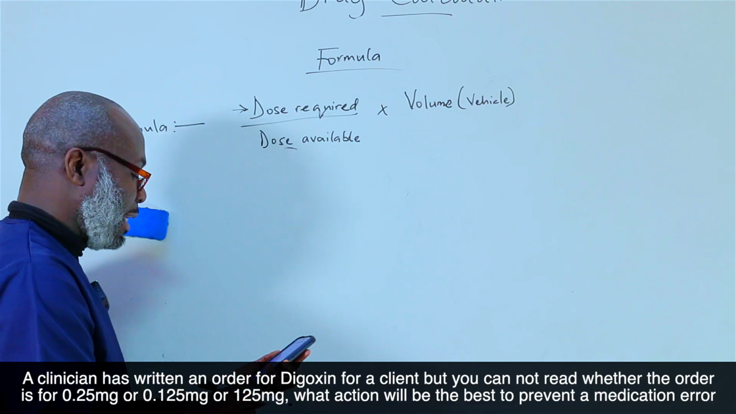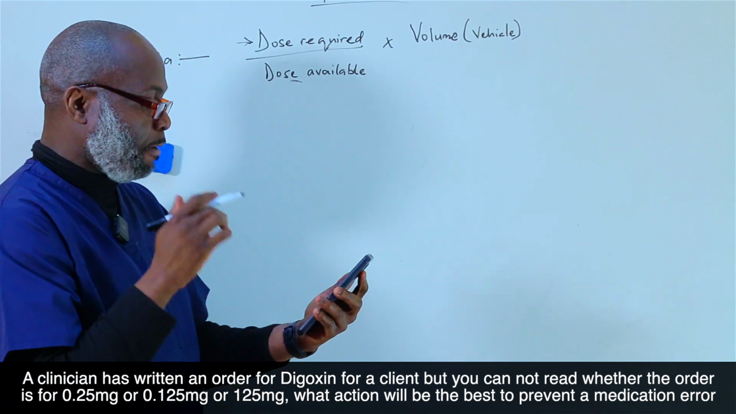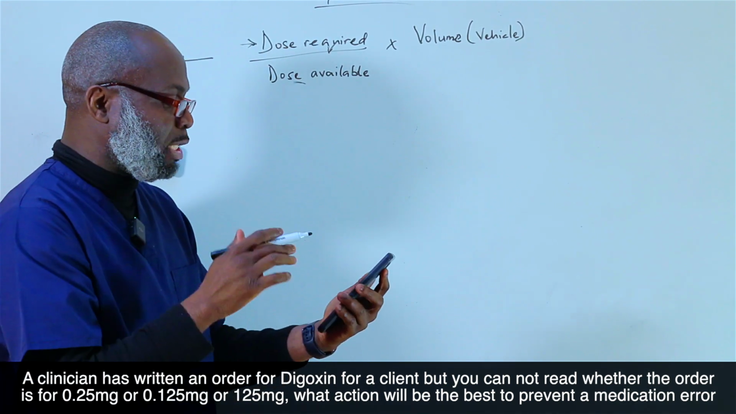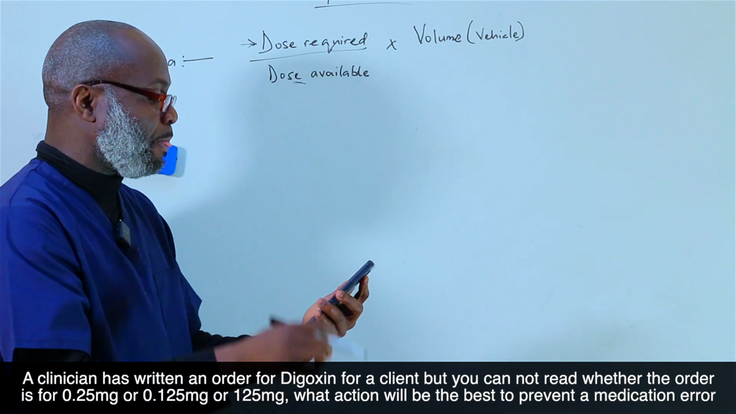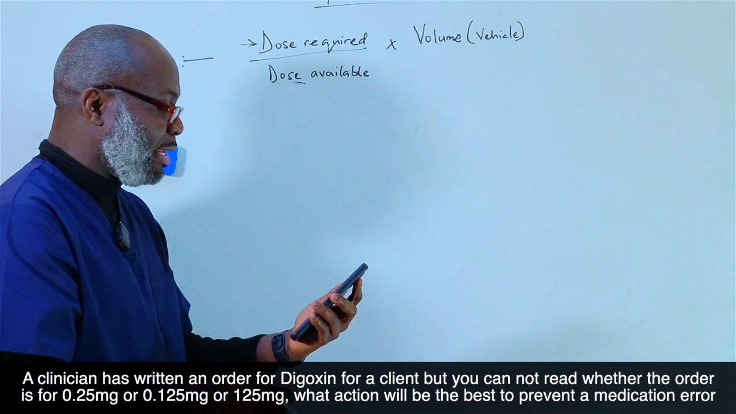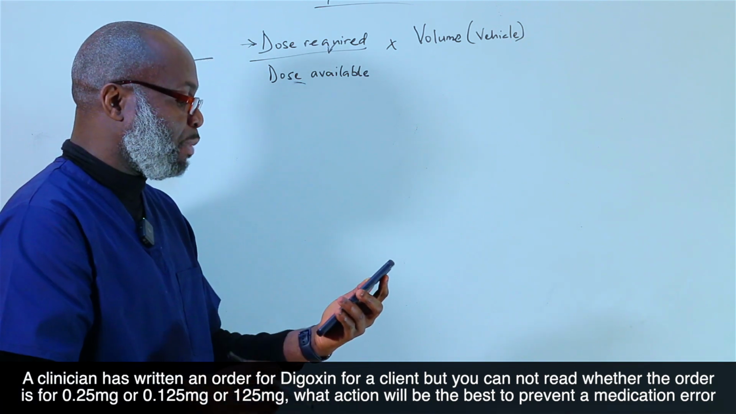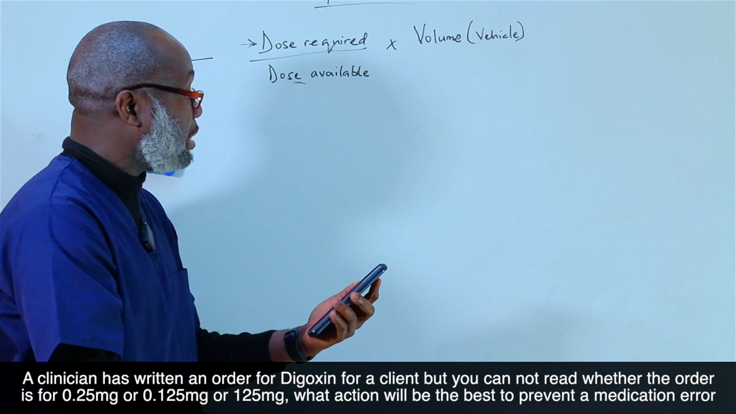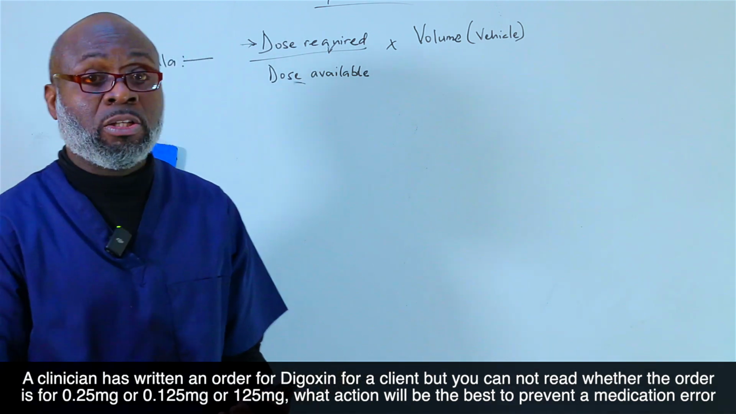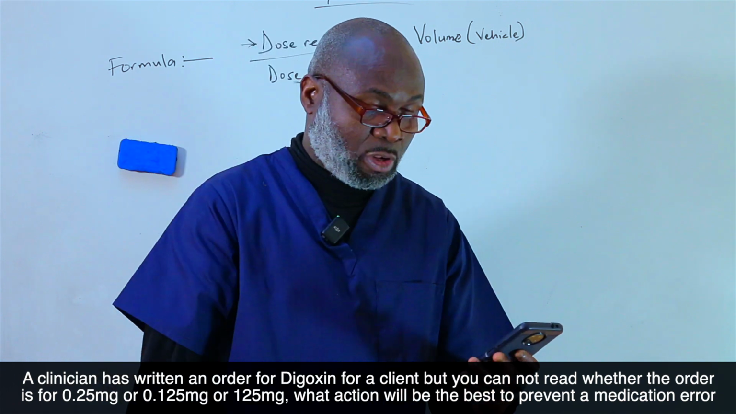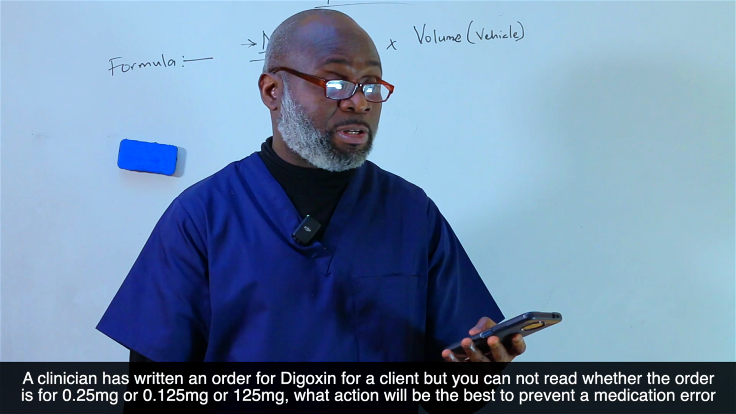The next one says, a clinician has written an order for digoxin for the client, but you cannot read whether the order is for 0.25 milligram or 0.125 milligram or 125 milligram. What action would be the best to prevent a medication error? The best thing is just to contact the clinician to clarify the illegible order, clarify from the person that prescribed it, the prescriber.